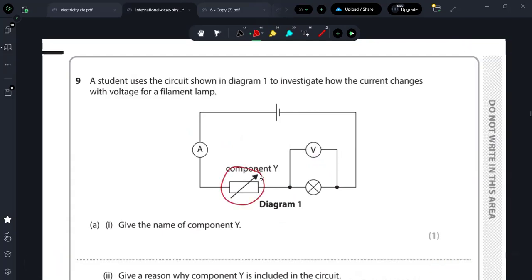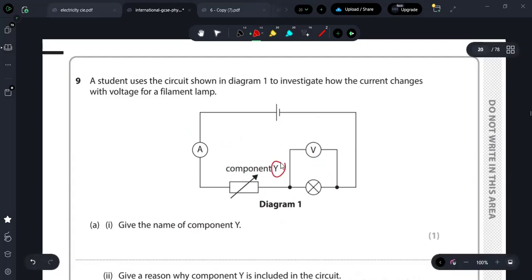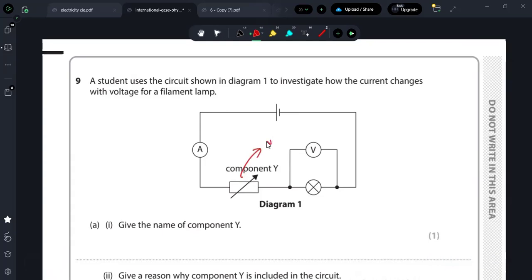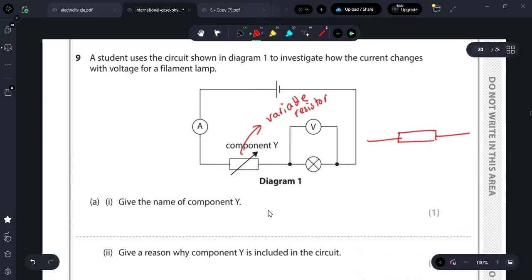And then we have another component that is denoted with the letter Y, and a component using this symbol, we can recognize it is a variable resistor. A fixed resistor symbol is just a rectangle, and this is a variable resistor. And the first question is asking us to give the name of component Y. Component Y is a variable resistor.